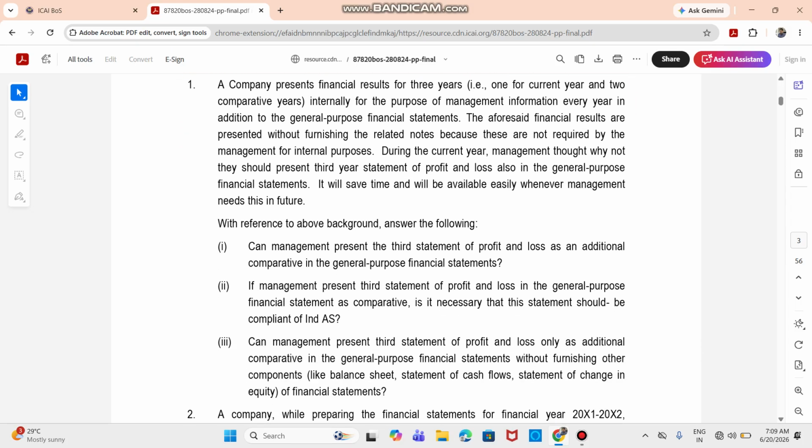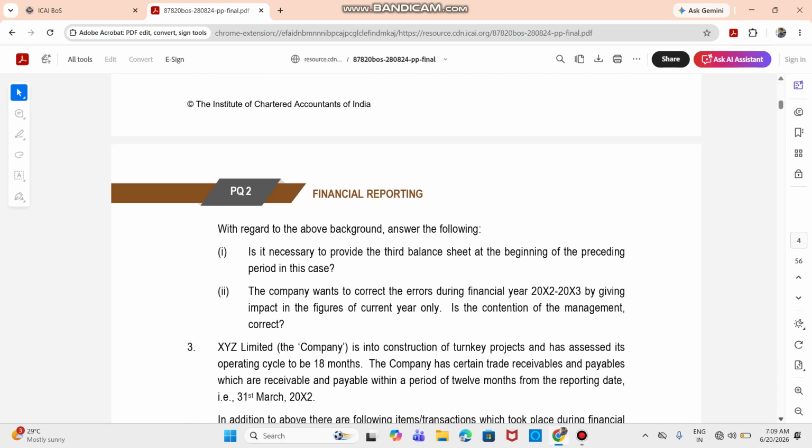So with reference to the above scenario, can management present the third statement of P&L as an additional comparative in the general purpose financial statements? Second, if management presents the third statement of P&L in the general purpose financial statements as comparative, is it necessary that the statement should be compliant with Ind AS? Lastly, can management present the third statement of P&L only as an additional comparative without furnishing other components of financial statements? So very nice question. This is the question. Let's quickly see what is expected from you in this question.